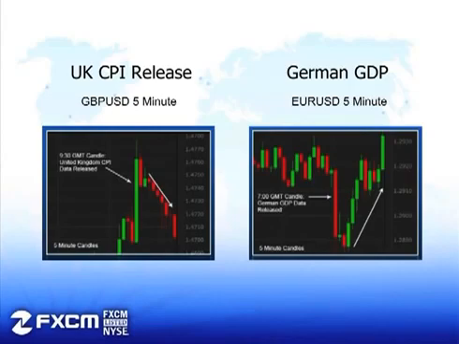And here's German GDP, gross domestic product. In this instance, it moved down dramatically when the announcement came out. So this is the move we want to fade. It moved down 1, 2, 3, and at the open of the fourth candle, in this instance, we'd go long.